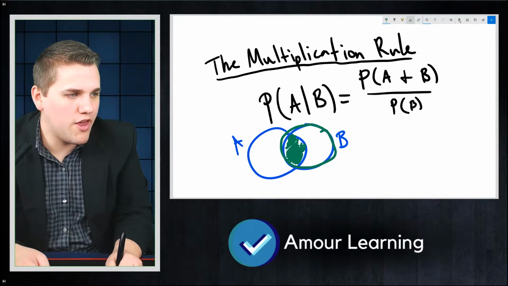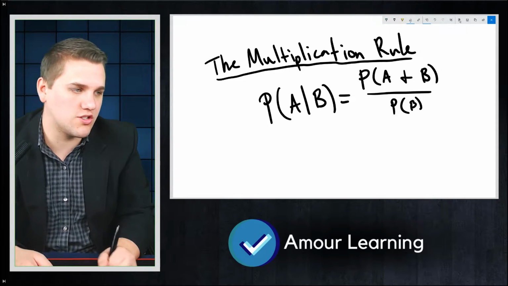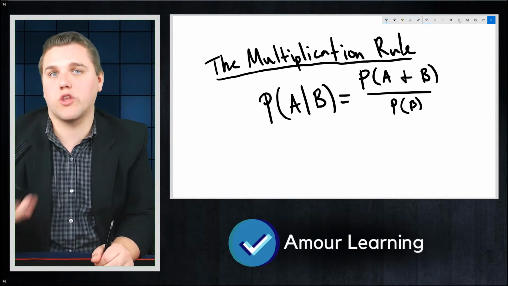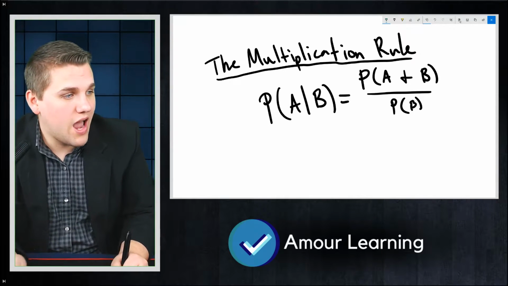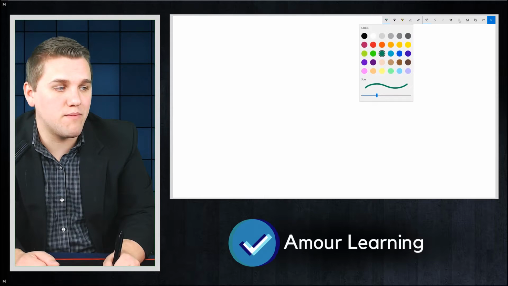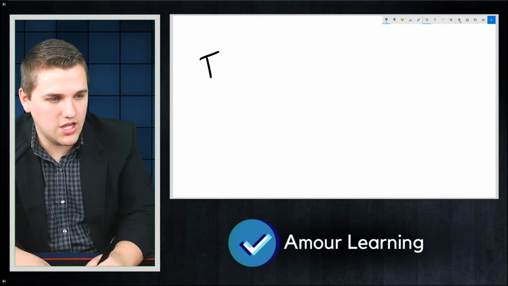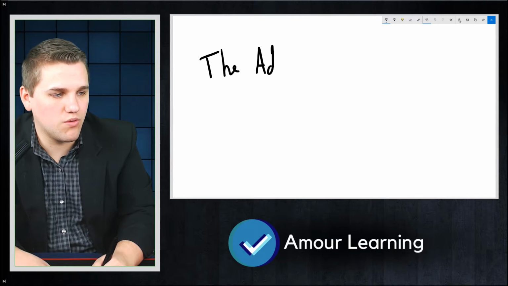Most people, though, don't need to memorize or understand this conceptually. They can just use this formula and it will work throughout their probability class. Now, the next rule is the addition rule. And this doesn't have to do with conditional probability. This actually has to do with double counting. So this is the addition rule.